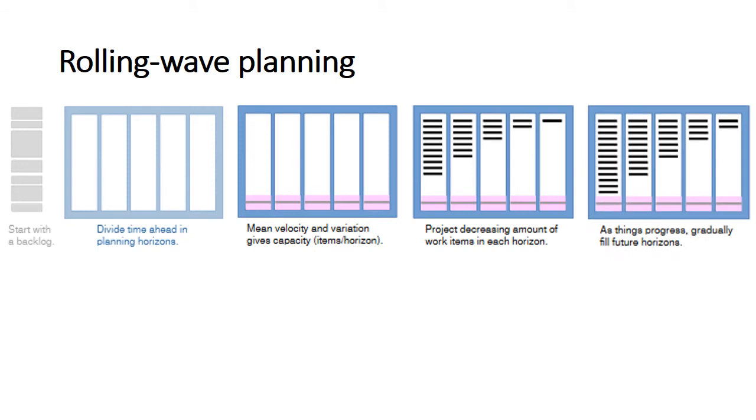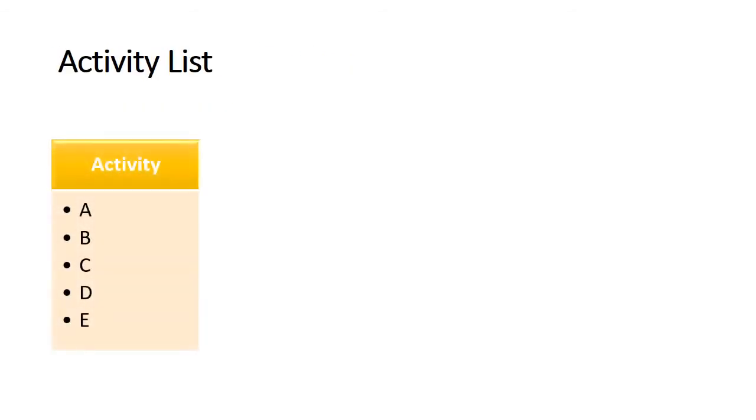plan for the unknown. Now that the activity definitions for the work packages have been completed, the next task is to complete the activity list. The project activity list is a list of everything that needs to be done to complete your project, including all the activities that must be accomplished to deliver each work package.